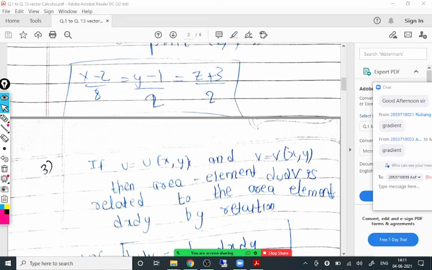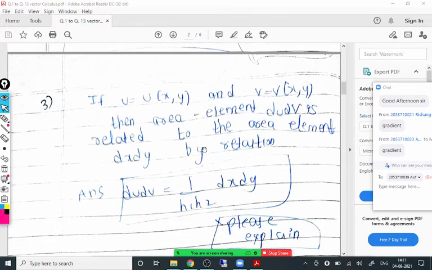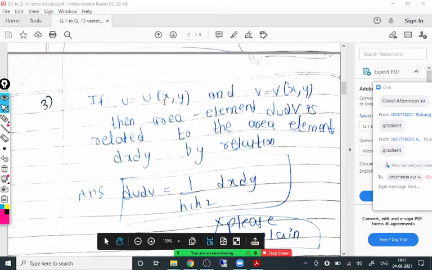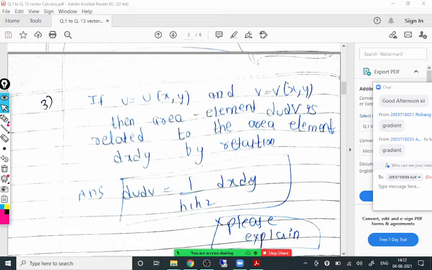If u is a function u of x y, and v is a function v of x y, then the area element du dv is related to the area element dx dy by a relation. Actually, we discussed this in multiple integrals last semester. Anyone who knows? If we want a small area du dv which maps to the small area dx dy, it is mapped with the Jacobian that we see in the transformation. So du dv is the Jacobian of uv with respect to xy, into dx dy.